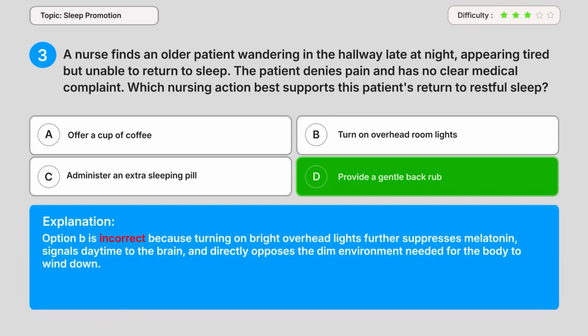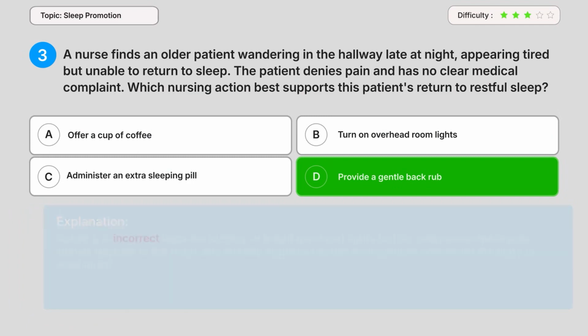Option B is incorrect, because turning on bright overhead lights further suppresses melatonin, signals daytime to the brain, and directly opposes the dim environment needed for the body to wind down.